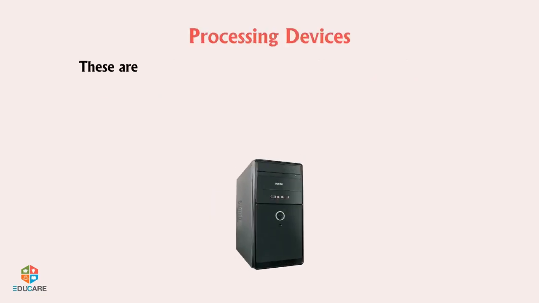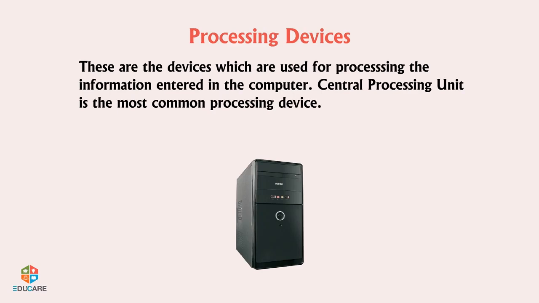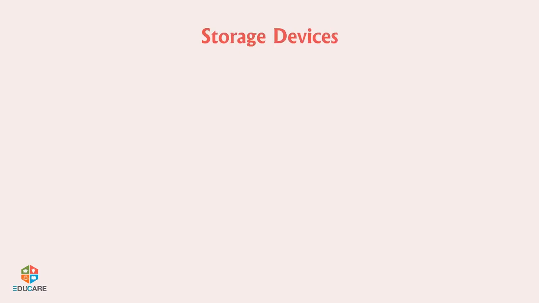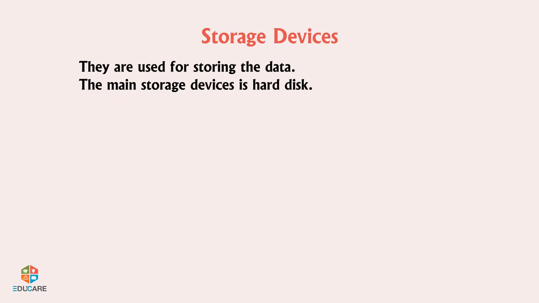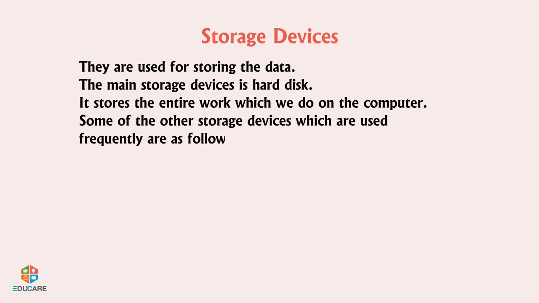Processing devices: these are the devices which are used for processing the information entered in the computer. Central processing unit is the most common processing device. Some other processing devices are graphic processing unit, sound card, motherboard. Storage devices: they are used for storing the data. The main storage device is hard disk. It stores the entire work which we do on the computer. Some of the other storage devices used frequently are as follows: CD, DVD, pen drive, hard disk.